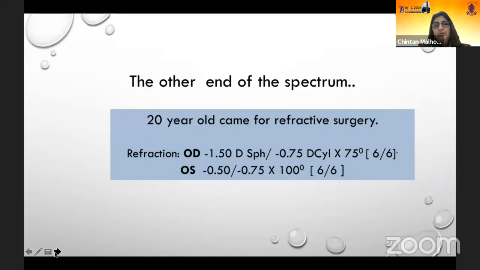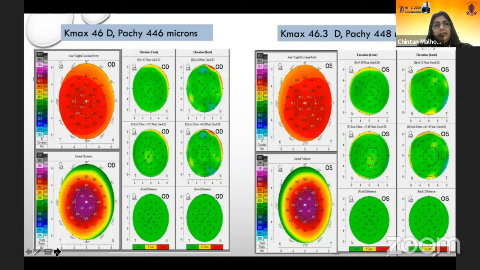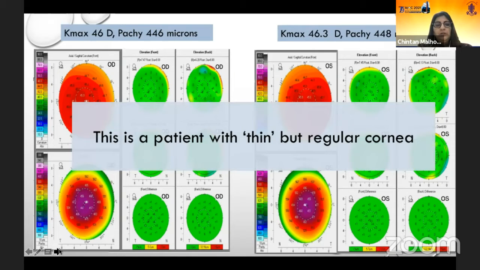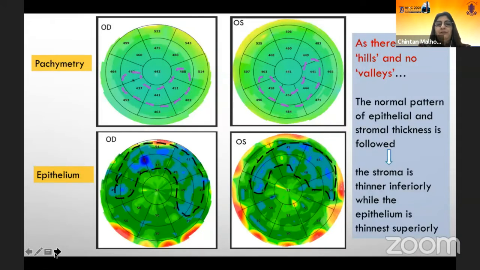At the other end of the spectrum, we have a 20-year-old patient who came for refractive surgery, a small refractive error. And he has a K-max of around 46 diopters. The pachymetry is less than 450 microns. But we see on the Belin-Ambrosio maps that there is no anterior or posterior elevation. So basically, till now, whatever technology we've had, we understand that this is a patient with a thin but regular cornea. And the epithelium reflects that story. Because there are no hills and no valleys, the normal pattern of the epithelial and stromal thickness is followed. The top maps show the corneal pachymetry, which is thinnest inferiorly, and the epithelium, which is thinnest superiorly.